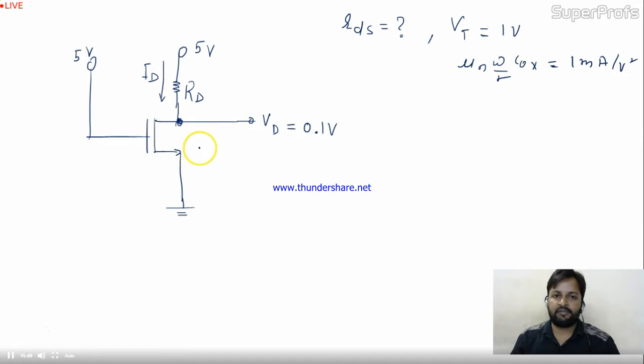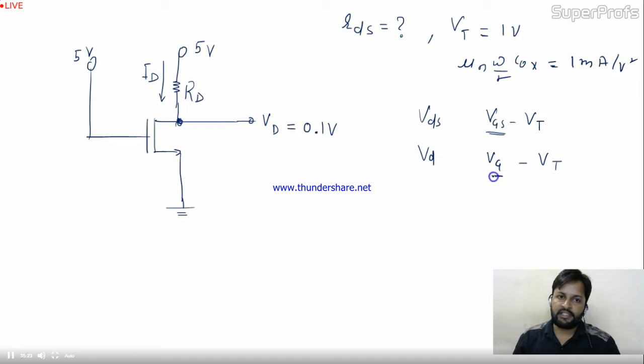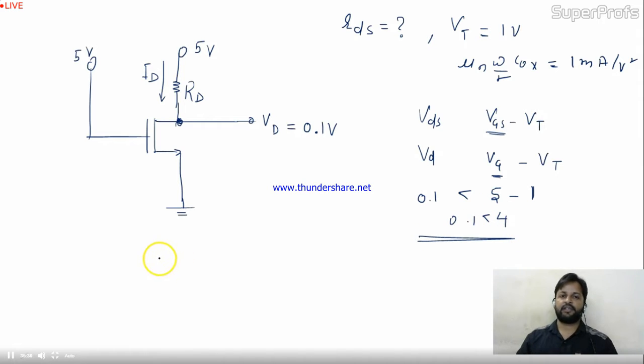So first check it. The system is working in which region? Okay, the condition is you have to check VDS against VGS minus VT. Here the S is definitely 0, so the condition is VD against VG minus VT. VG is 5 volt given and threshold voltage 1 volt is given. VD is 0.1 only, so definitely this one is greater. 4 is greater than 0.1. It means your circuit is working in the ohmic region or triode region.